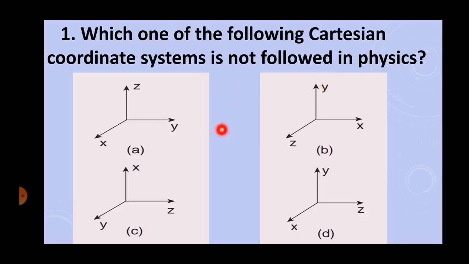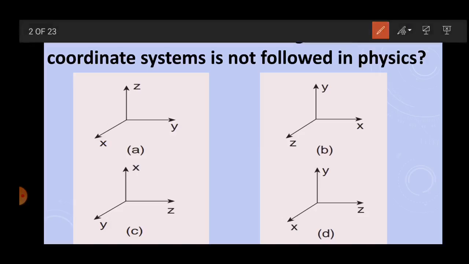Already you know that the x, y and z axes are drawn in anti-clockwise direction. Then the coordinate system is called the right-handed Cartesian coordinate system. Suppose other coordinate systems do exist in physics, we conventionally follow the right-handed coordinate system. Understand students? Okay. Now see which Cartesian coordinate system is not followed in physics.